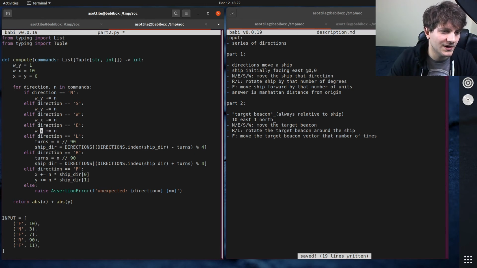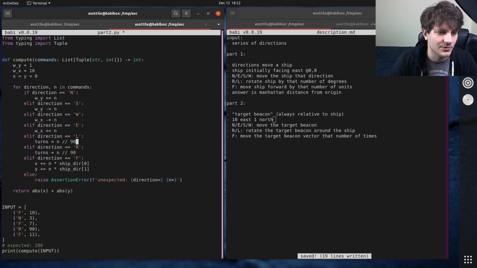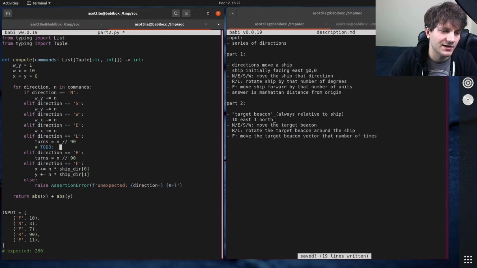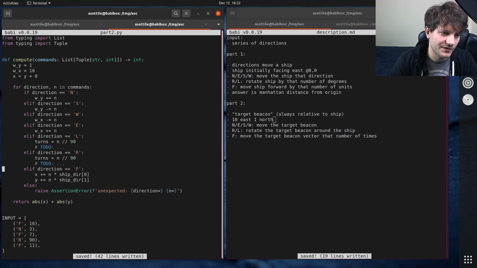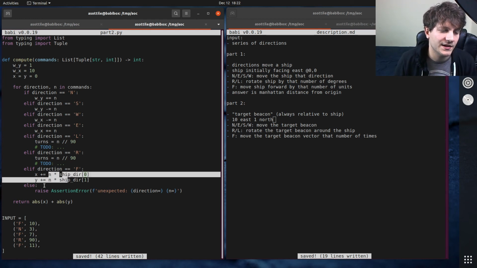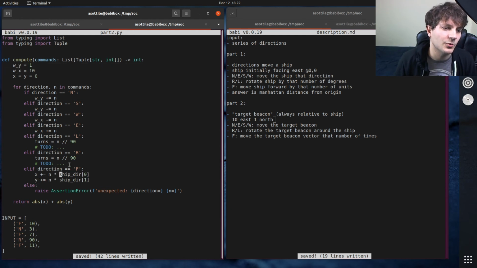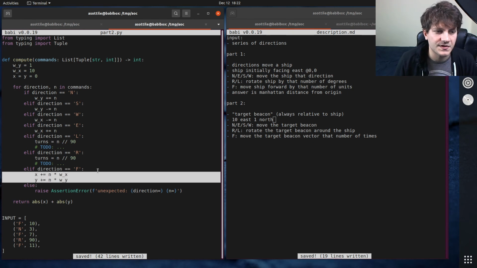And then we get to our rotation, and this is going to be tricky. We still need this turns count. We're still going to use that here. And we're going to implement this in a second because I actually have to show you a diagram for how I thought about this, and it kind of gives you some intuition about the math here. And then forward, the F, is actually pretty straightforward. We're moving the X and Y in the direction of our waypoint however many times. So the X goes WX times N times, and the Y goes WY times N times. So this was relatively straightforward.